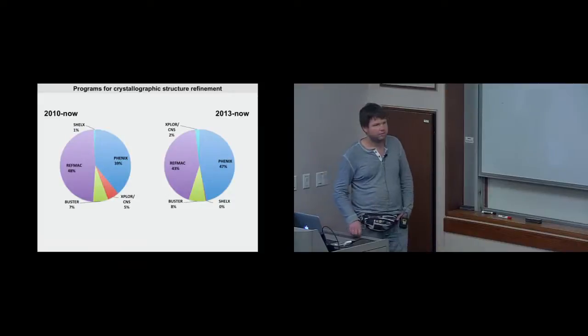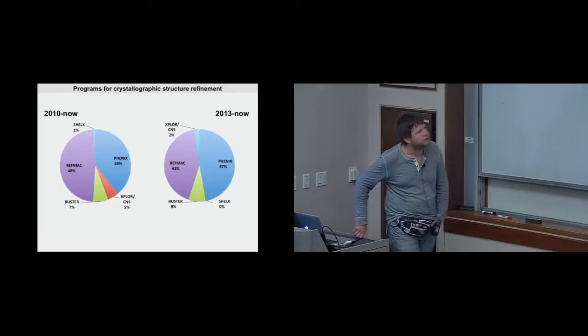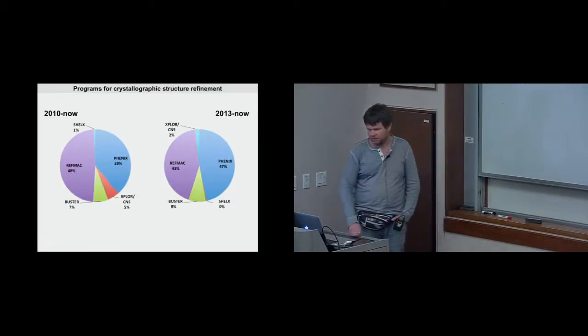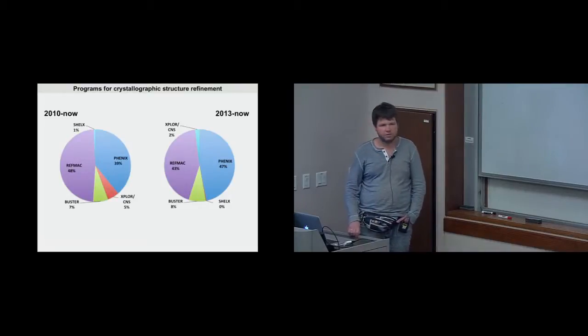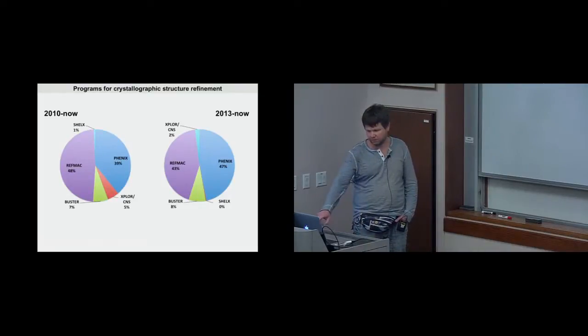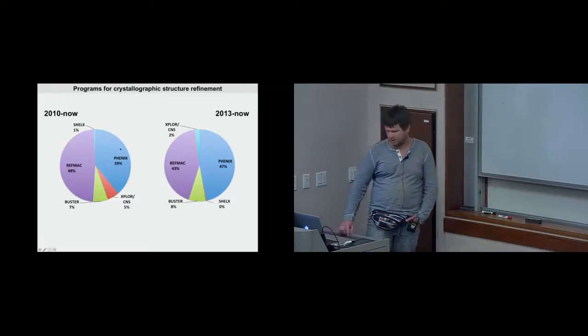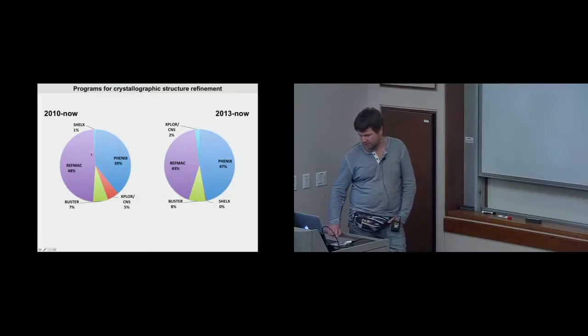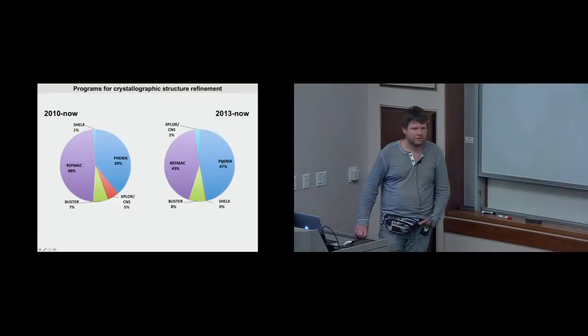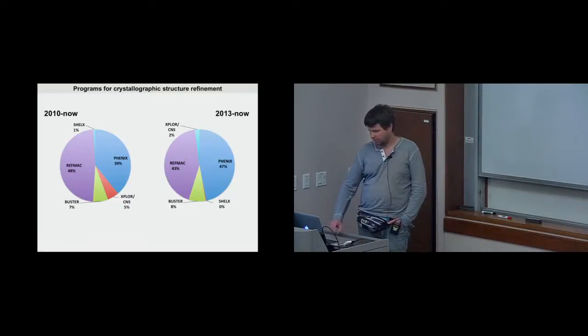Now if we have another look at the numbers here. So here we are looking at the distribution of deposited structures by different programs from 2010 to now, and from 2013 to now, and we can see the major 2 contributors are essentially RefMac and Phenix, and we improved. As of very recent years, we have pretty much the same share of deposited structures. Which is nice.